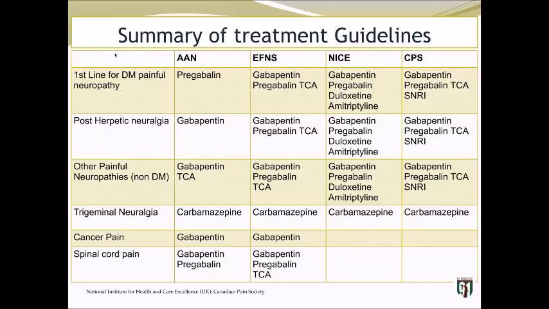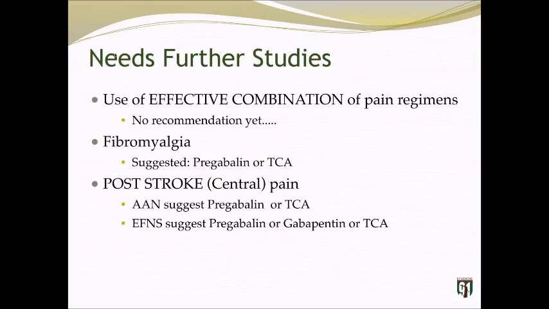So further studies may be useful to determine the effective combination of these medications that we mentioned. And for fibromyalgia, which has a neuropathic component, as we all know, it's pregabalin that has studies for this, as well as your tricyclics. And for post-stroke central pain, they suggest more pregabalin for the American Academy, for the European, gabapentin or your tricyclics.